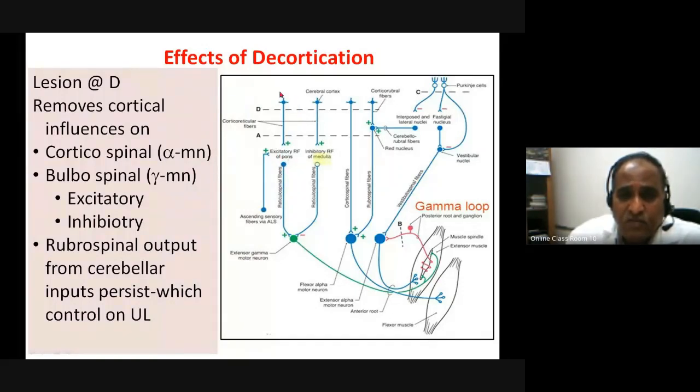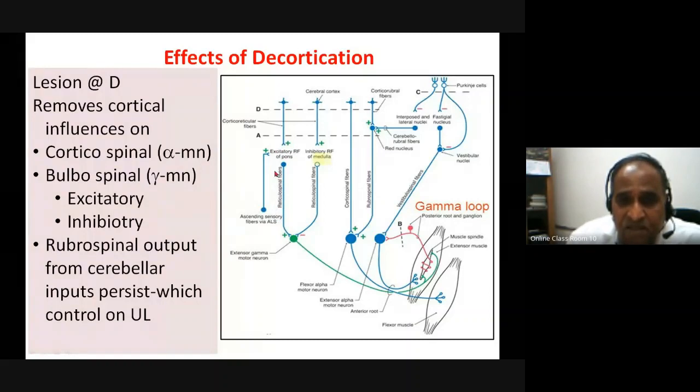The corticopontine fibers are cut. They are cut. These are excitatory to the pontine reticular system, which is the facilitatory or excitatory reticular system to the gamma motor neurons of the extensor group of muscles. Now, this corticopontine excitatory effect is suppressed.